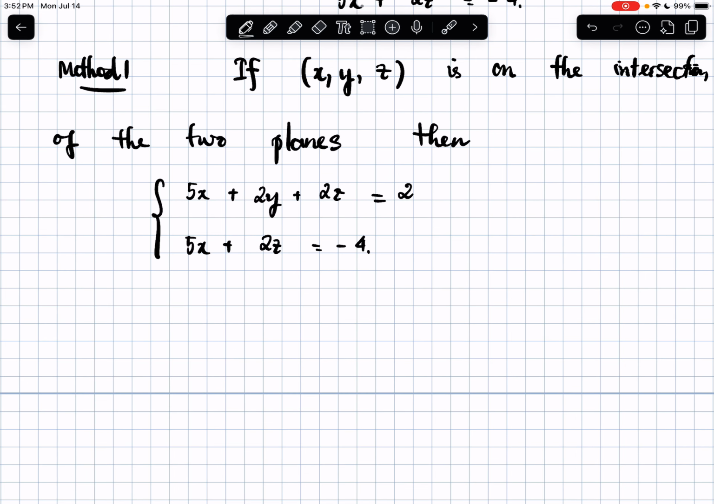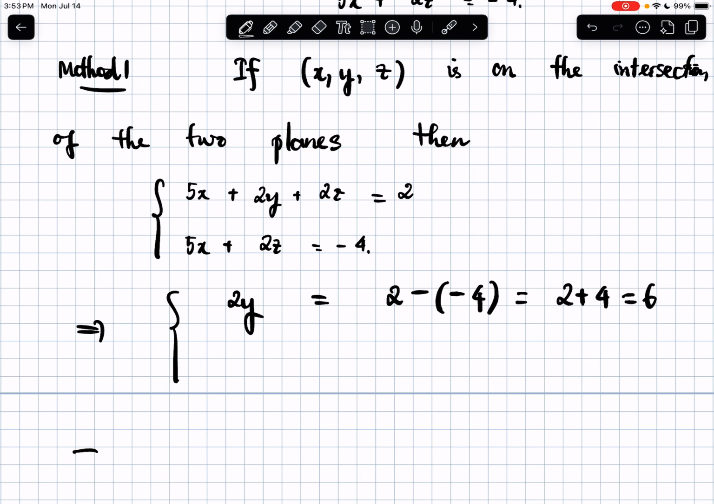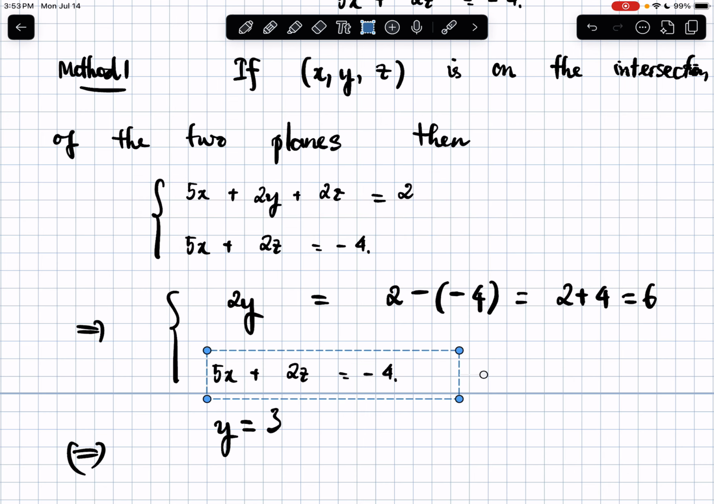So this one gives us 5x + 2z. We can take the first equation minus the second equation side by side. So we have 2y equal to 2 minus 4. So 2 plus 4, 6. That means that y equal to 3. And for the second equation, we can keep one among the two.